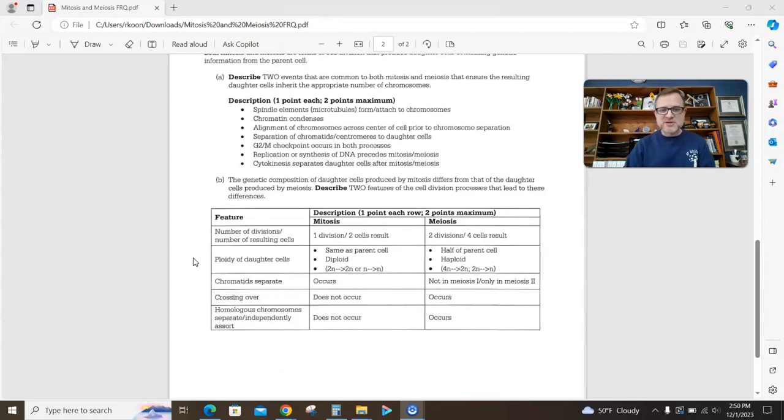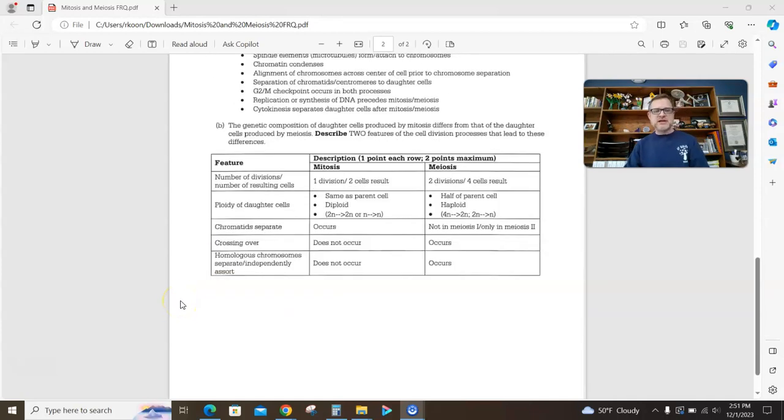The second thing they took was the chromatin condenses, which again would be during prophase, but you don't have to say it's prophase. The alignment of chromosomes across the center of the cell, that's metaphase. You don't have to say metaphase, just say that they align. Separation of chromatids/centromeres, that's anaphase, but describe what happens, don't just say anaphase. The G2 or M checkpoints, they both have those. Replication or synthesis of DNA before, so during interphase, that happens in both. And the last thing on the rubric is that cytokinesis separates daughter cells after both processes. That obviously is common to both. That was worth 2 points. Just saying any two of those gets you 2 points.